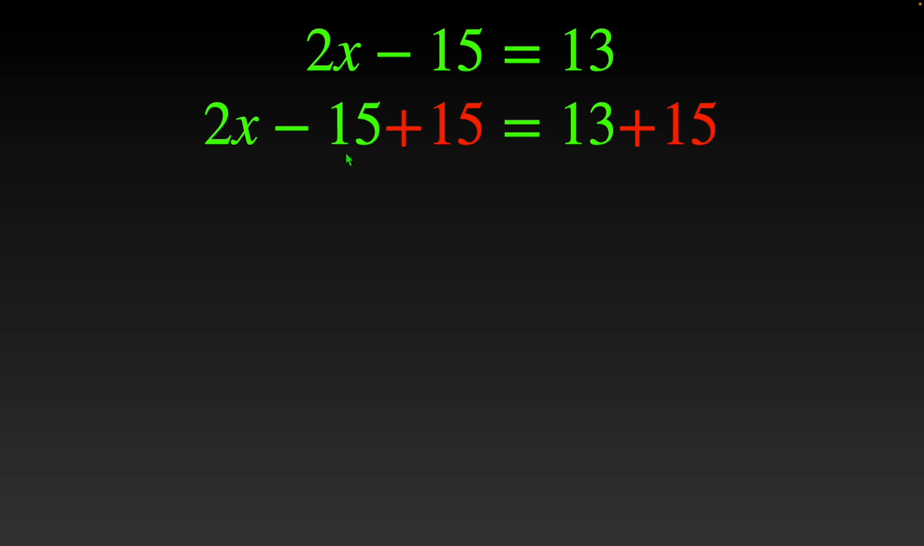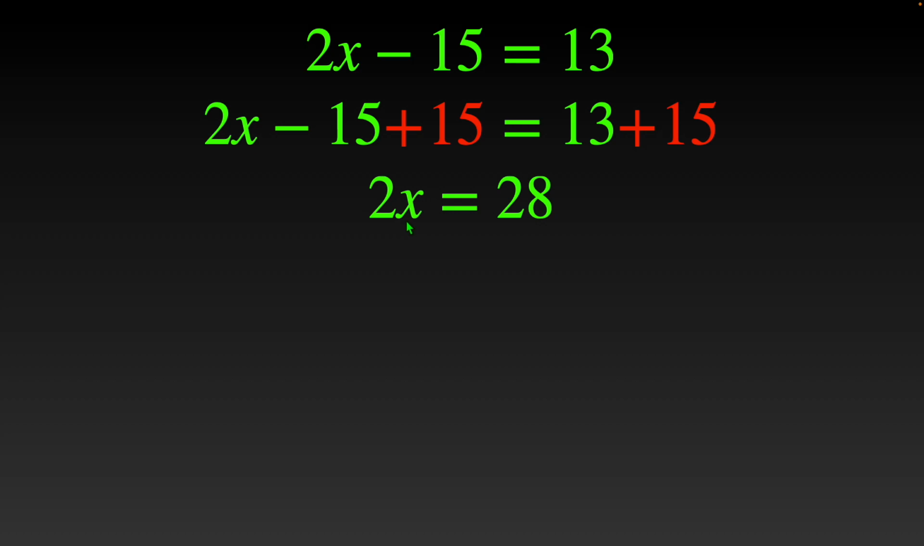That way, negative 15 plus 15 is 0, and we are left with 2x on the left-hand side. And on the right-hand side, we can go ahead and add 13 and 15 together to get 28. So now we have 2x equals 28. We're not done yet because we want x by itself.